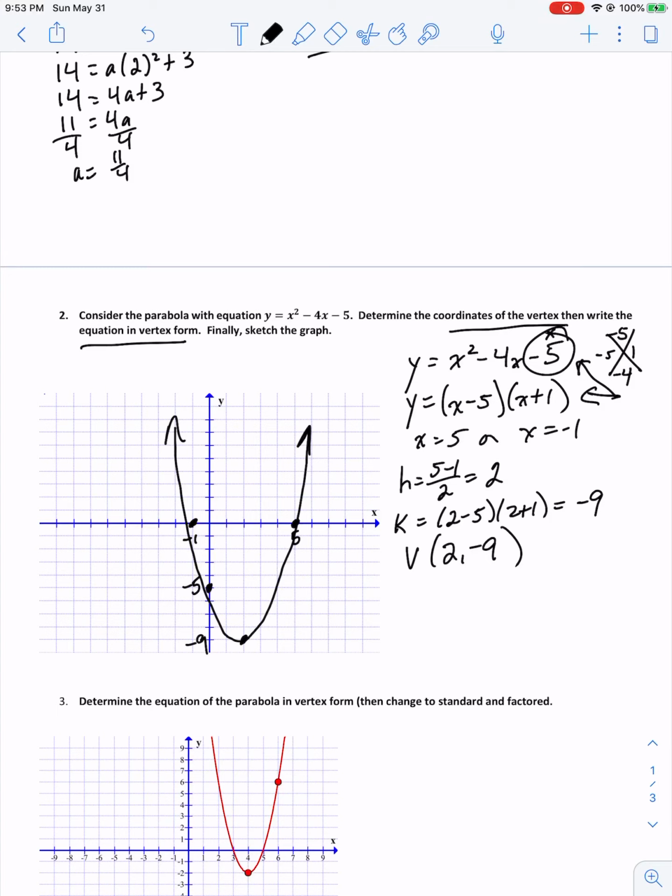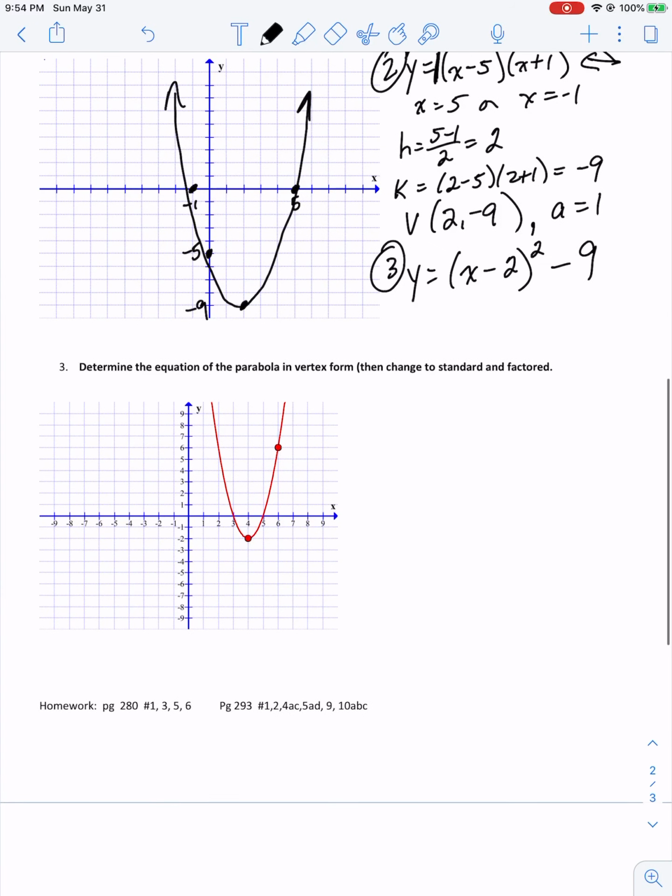Well, if I know the vertex is at 2, -9, the a value in standard form is equal to 1. So the a value is 1 no matter what form this is in. It's equal to 1 in standard form, it's equal to 1 in factored form, and it's going to be equal to 1 in vertex form as well. So a equals 1, which means that this equation can also be written as (x minus 2) squared minus 9. So there are 3 different forms of the equation of the same parabola.